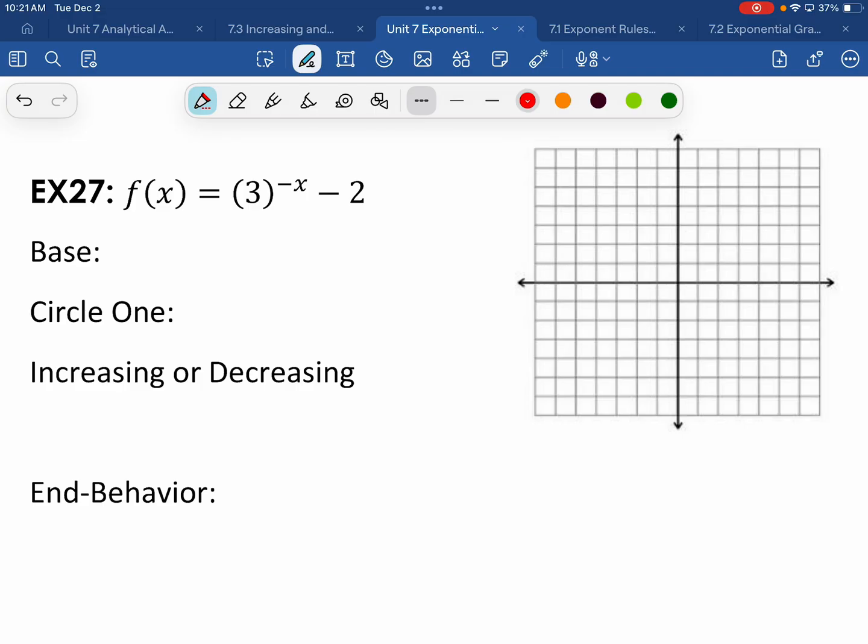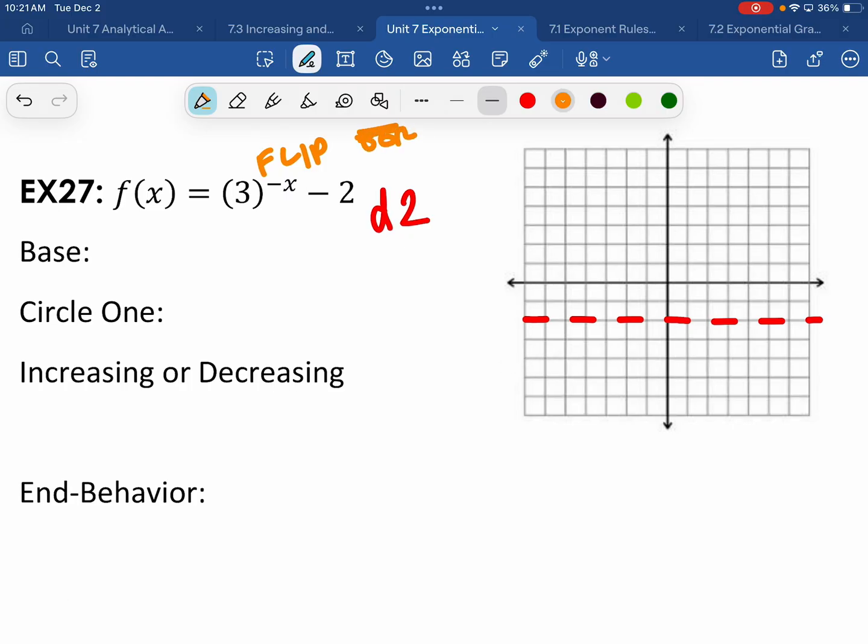Where's your horizontal asymptote on 27? Negative 2. Yep, we went down 2. All right, what other transformations do I got going on? Flip over the y, which isn't going to change anything except for my growth decay. I'm just going to say flip y. All right, so my starting point is going to be 1 away from my asymptote. It's going to be on top. All of that stays normal.